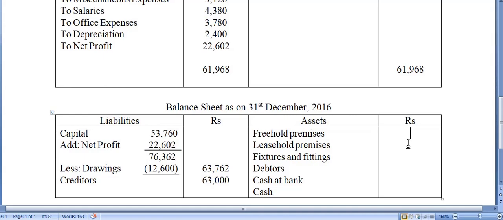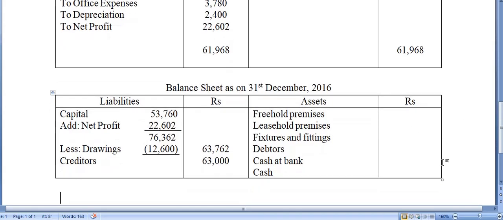Freehold premises, the amount is 7,800. Okay, fixtures and fittings, let us start with fixtures and fittings, 10,560. Okay, leasehold premises 13,800. The next item is 7,800.